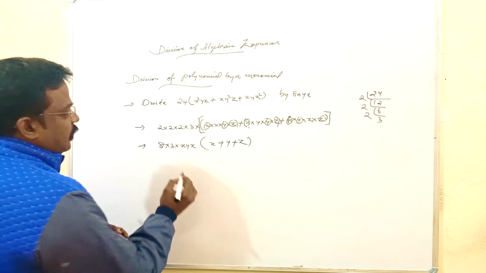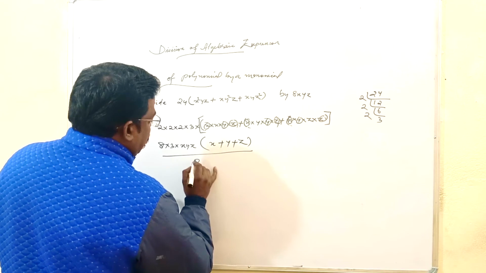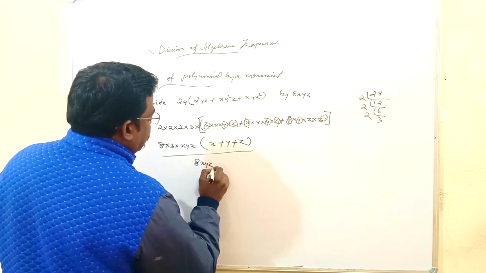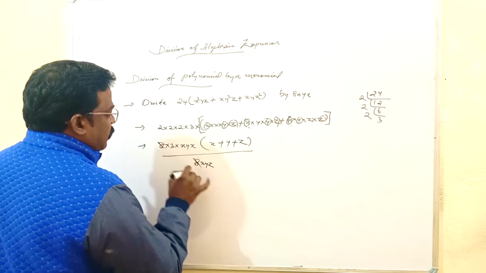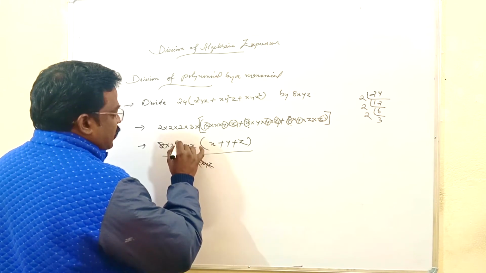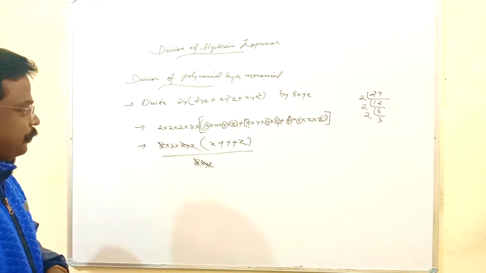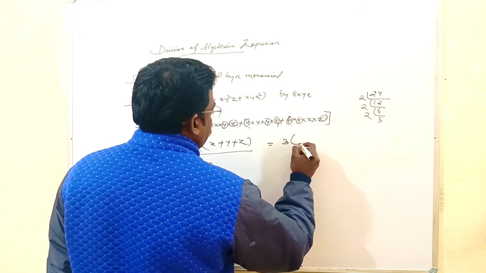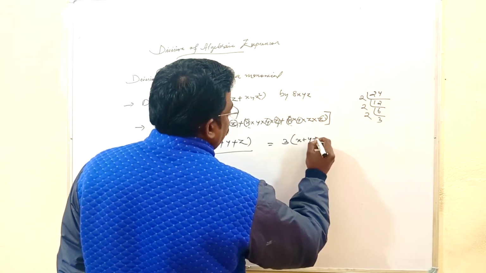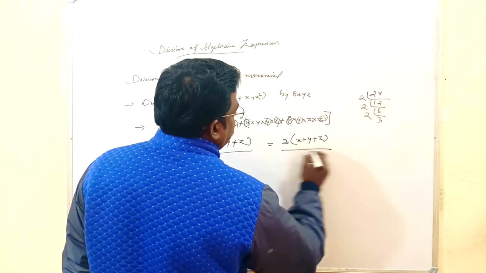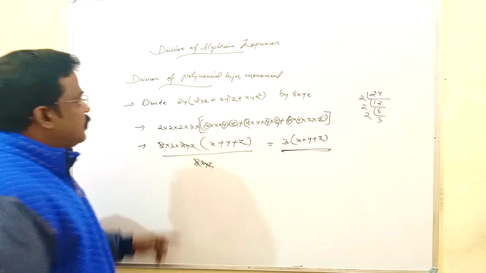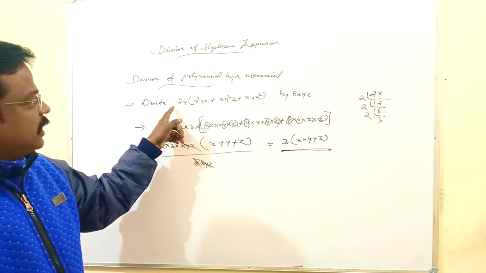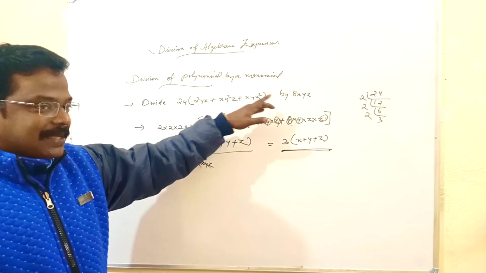Then we are going to divide this by 8xyz. So 8 and 8 can be cancelled. yz, xyz also can be cancelled. Then what are the terms remaining? 3 into x plus y plus z. That is the answer. Okay, so it is a bigger expression, and you have to simplify that.